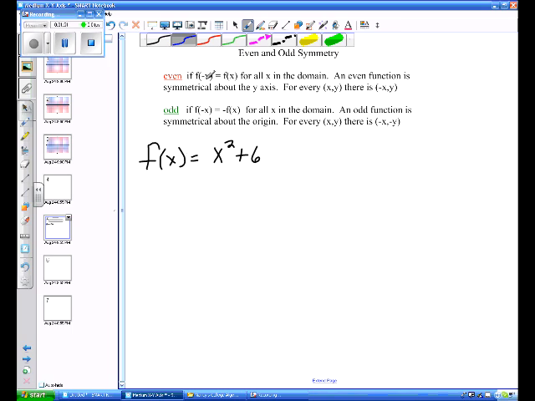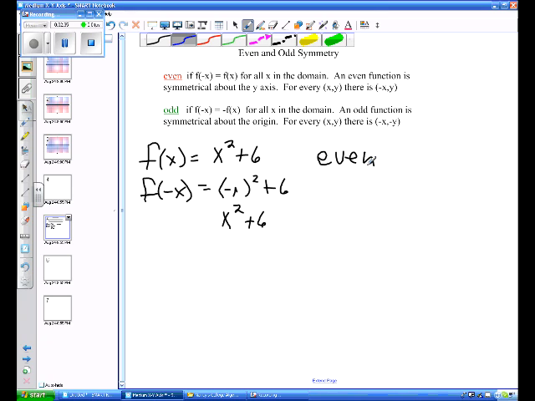Our test says that we're to take this function and substitute in f of negative x. So I would put negative x squared plus 6. If I evaluate this, negative x squared is equal to x squared, plus 6. Notice I got the exact same function as what I started with. So if I substitute in negative x into my function, I still end up with the same function. So this would be an example of an even function.